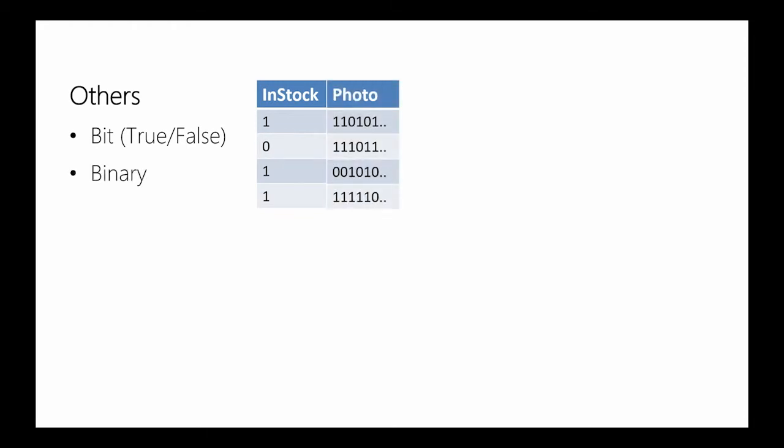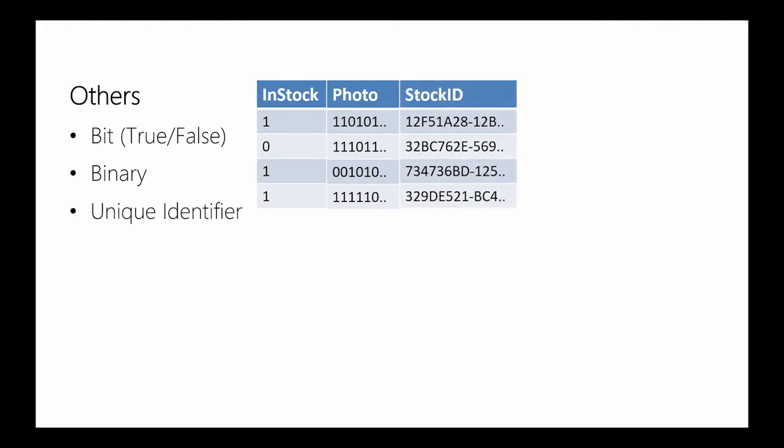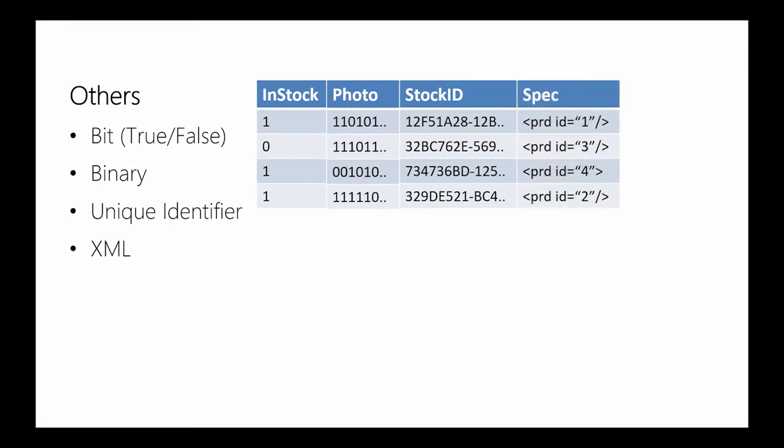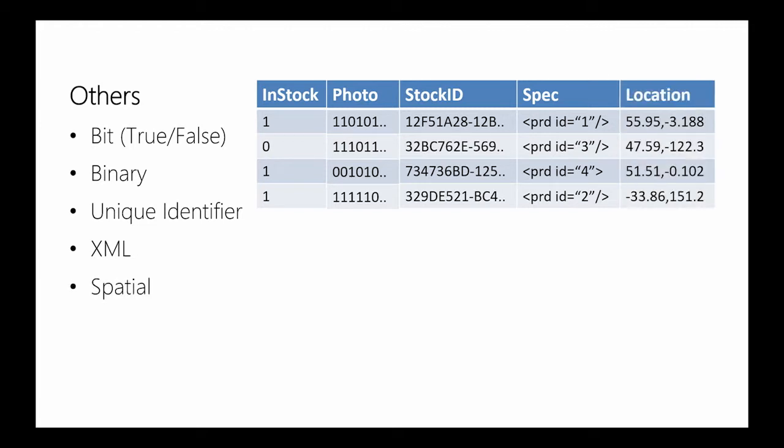And there are some other data types. There's more esoteric data types that you can store. So we've got things like bit for true-false values. We've got binary where you can store the binary that's perhaps encoding a photograph or a video or something like that. There's something called a unique identifier, a GUID. Sometimes you'll see it called a global unique identifier. We can store XML. We've got a data type that supports XML. We'll talk a little bit about that in one of the later modules. And similarly, we can store spatial data, so coordinates or shapes, geometrical shapes using spatial data.